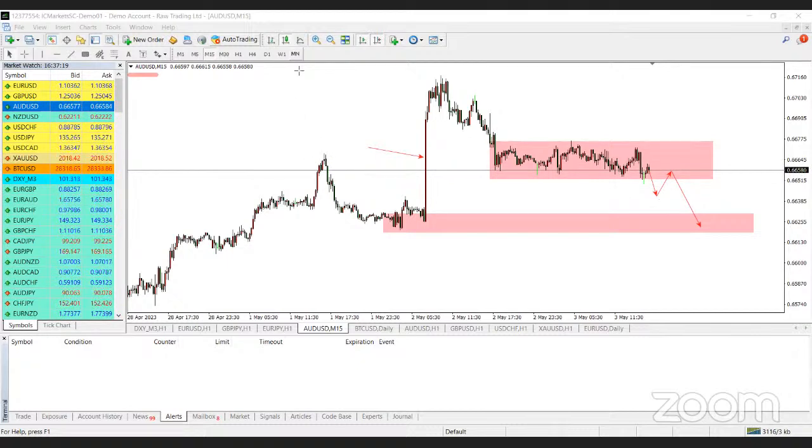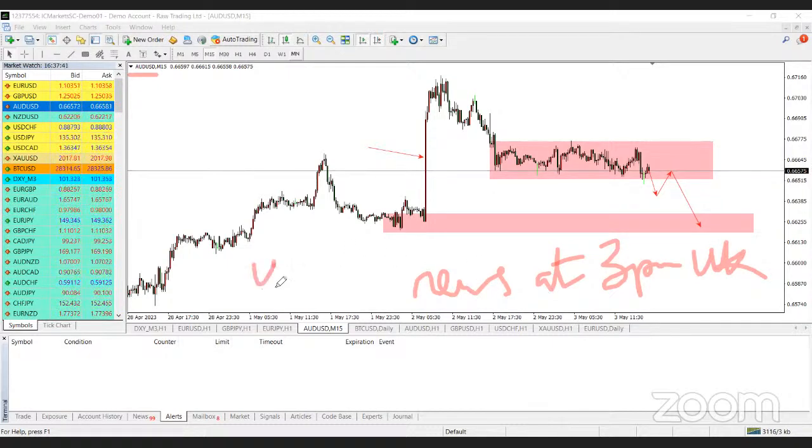You could also, I repeat, you could also do a screenshot here and then take note of the fact that, let me just write it down. Take note of the fact that there is news, right? There's news at 3 p.m. UK time for USD. We have news coming out at 3 p.m. for USD.